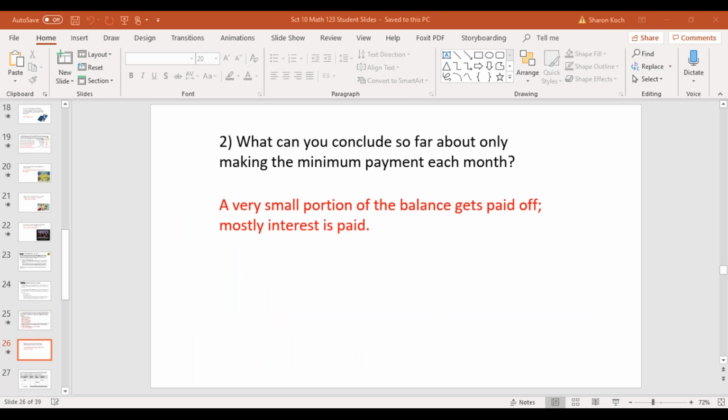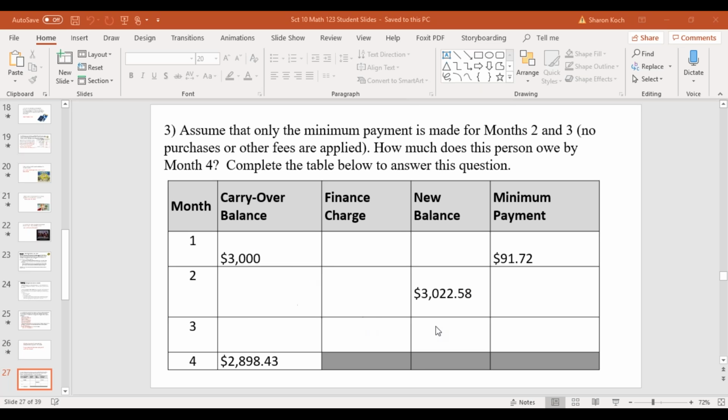Okay, so what can we conclude? A very small portion of the balance actually gets paid off when you're paying that minimum payment. Okay, and they know that. They've got you. Remember, they're in it to make money there. And most of your payment is going to interest. So we're going to take a look. Oh, hint, hint, this would be a really good quiz or test question, filling in a table like this. So maybe we should understand how to get these numbers that look in a chart form like this.